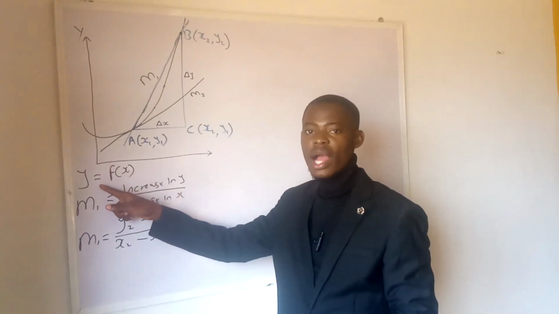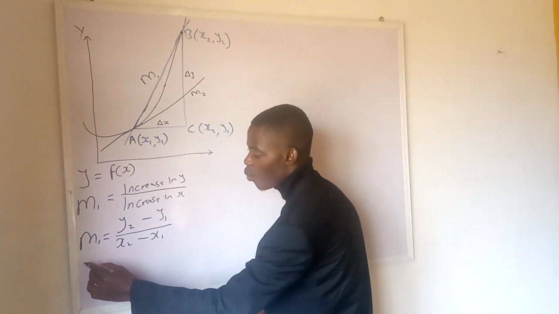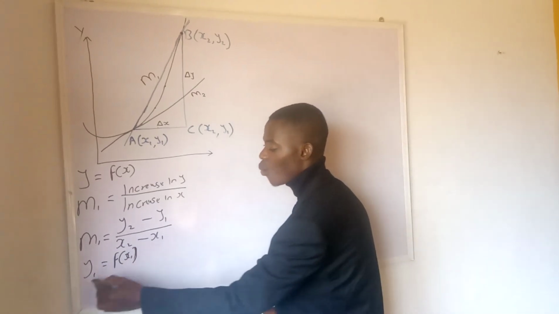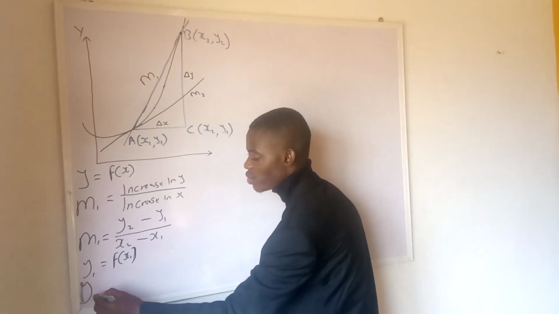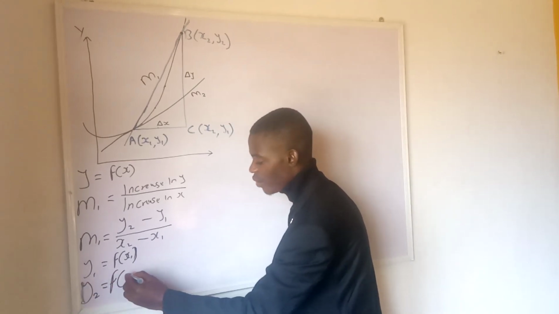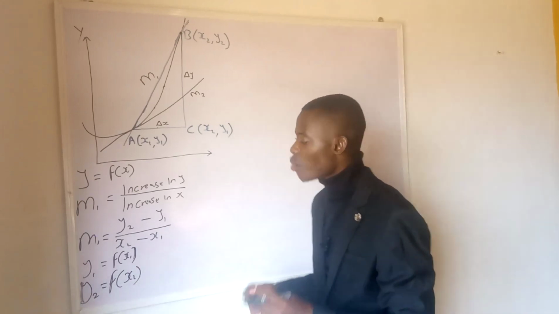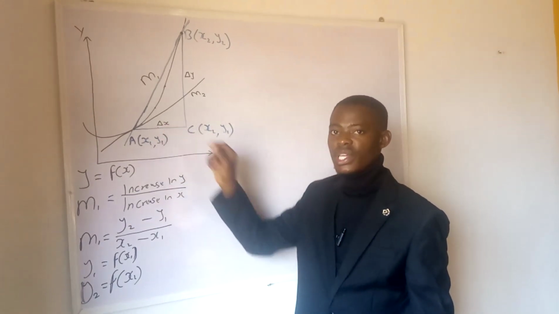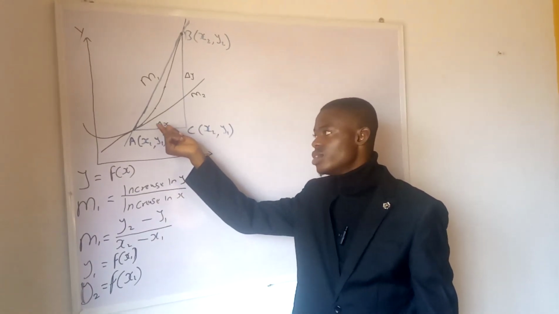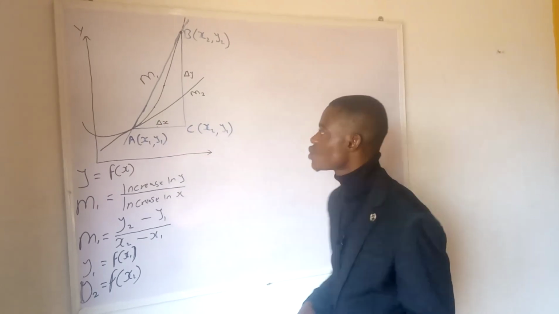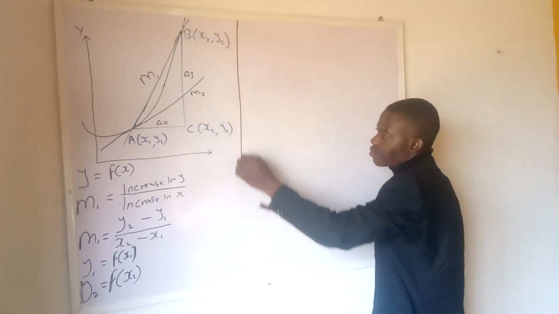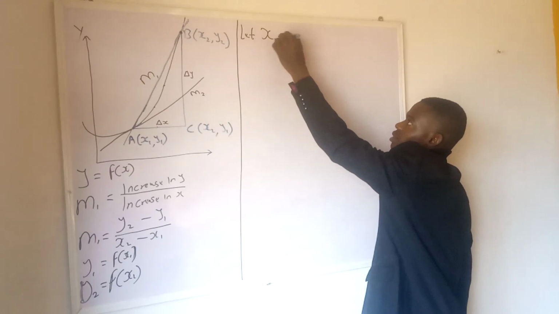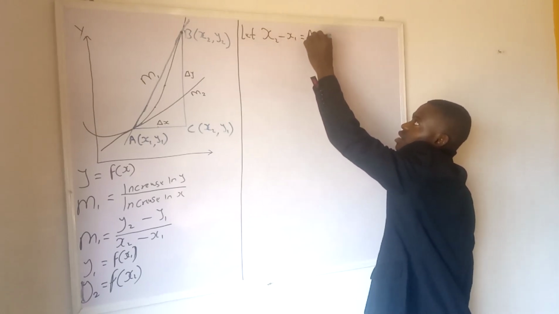Now, earlier we said that y is a function of x, which implies that y1 will be equal to f of x1. Not only that, y2 will also be equal to f of x2. Perfect. Now, suppose we let x2 minus x1 be equal to change in x, as that's exactly what it means. Sometimes this change in x is referred to as delta x. So let x2 minus x1 be equal to change in x.